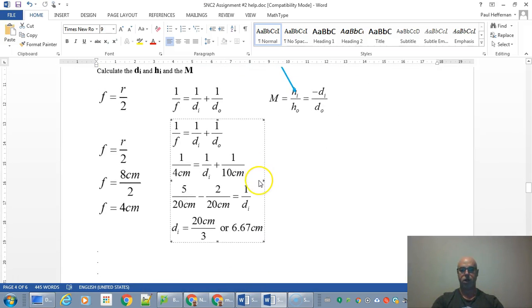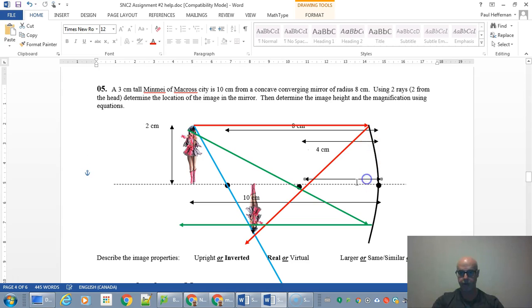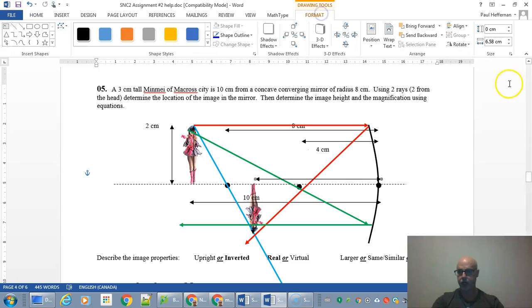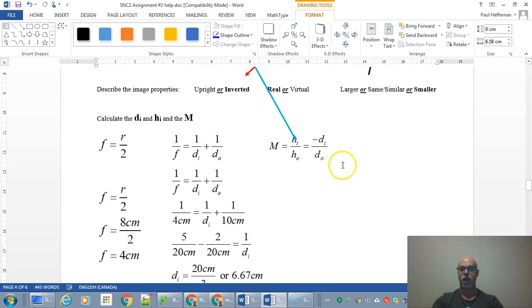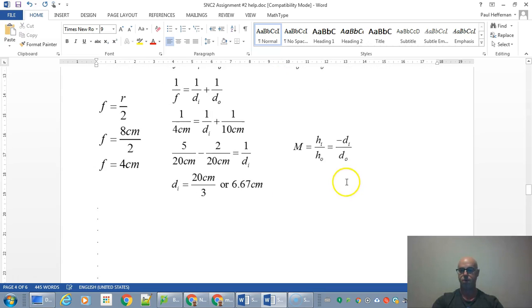So let's go take a look back up here and just check. So if I just make a little line right here, from the vertex to my image, I can check: 6.58. It's pretty close, right? The diagram will never be perfect, but it is close to confirming my mathematical equations. Now the only thing left to do is find out the image height and the magnification. So I'm going to use the magnification formula for that. Okay, so just pop that over here.